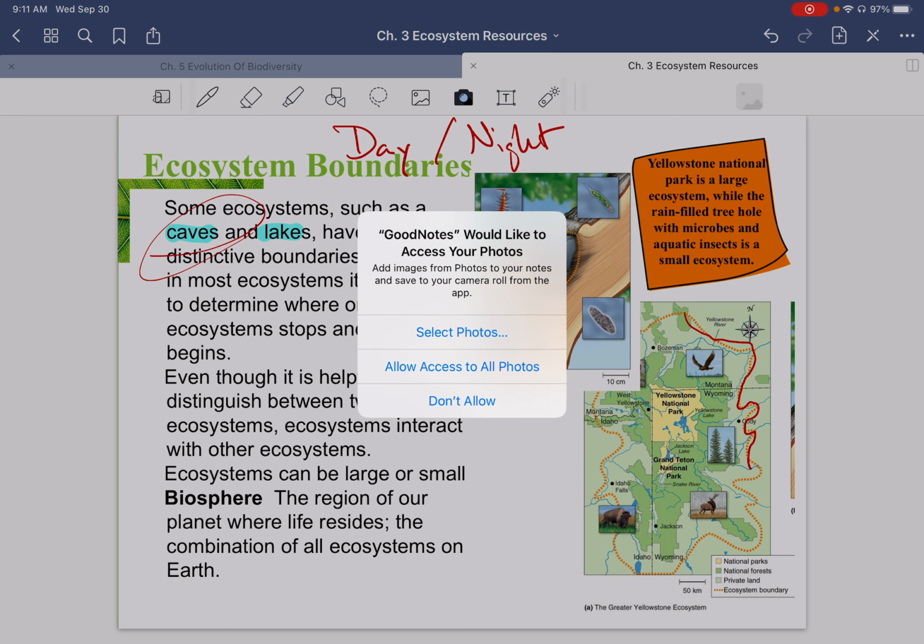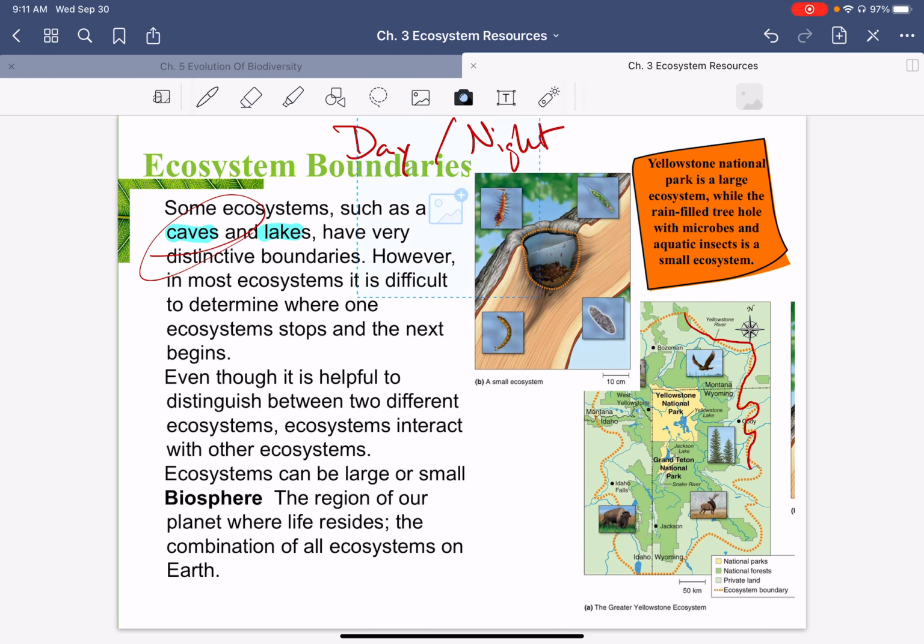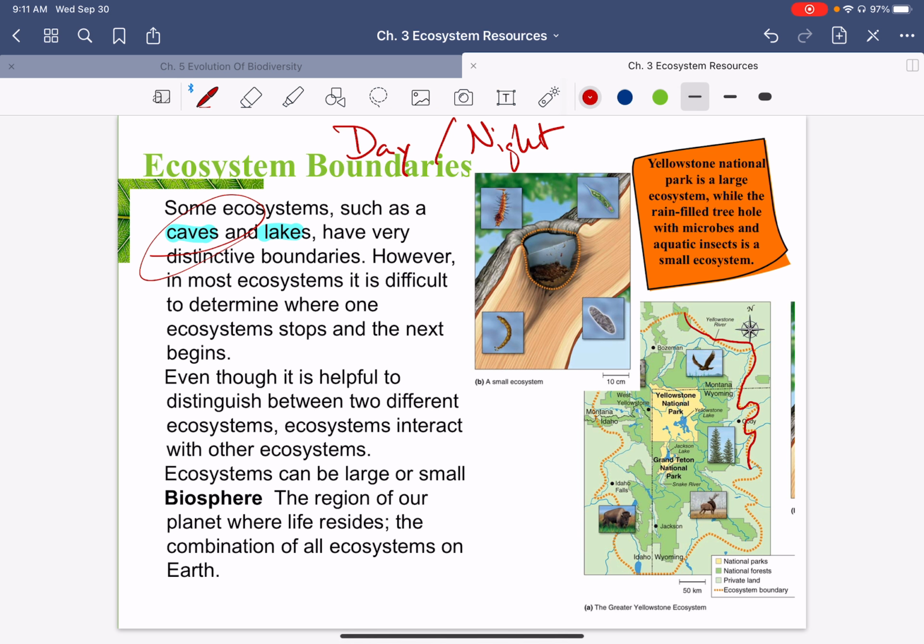And at that, whoa, what the heck is going on here? Don't. Hey, stop. Oh, I hit the icon that says camera.